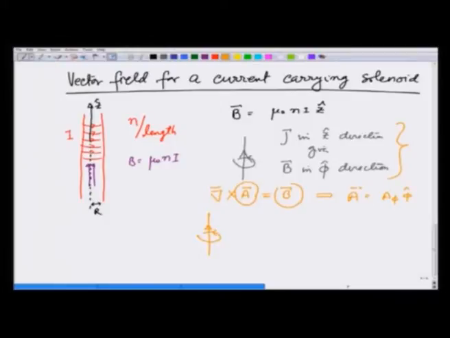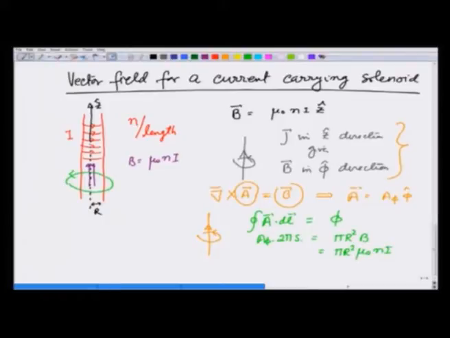So, let me now choose a loop around the solenoid and calculate A dot dl on this loop, and this should be equal to the flux passing through this loop. A dot dl is going to be nothing but A phi times 2 pi s, where 2 pi s is the length. Since A is in phi direction, I get only A phi. This is going to be equal to pi r square B, which is equal to pi r square mu naught n I.